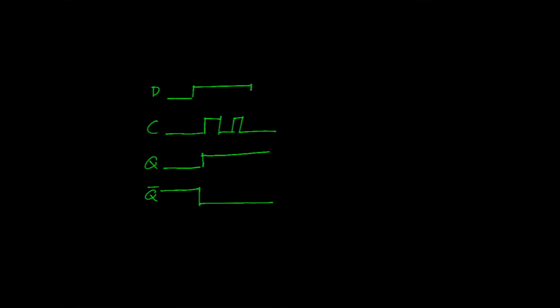If D returns to 0 at this point here, nothing happens. And the reason nothing happens is because that point occurs while C is low. That was one of our rules. Q would hold the last value of D when C is low. In fact, nothing will happen until the next time C goes high, at which point Q immediately goes to 0 and Q naught goes to 1.